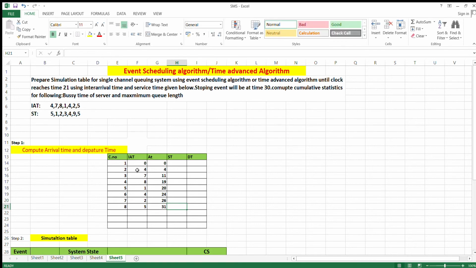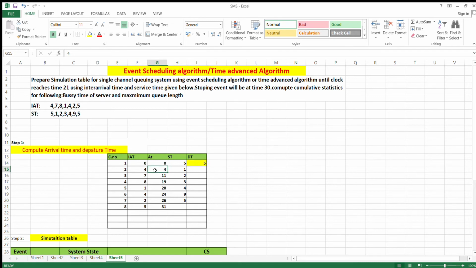Okay, once the arrival time is calculated, write down the service time as given in the question: 5, 1, 2, 3, 4, 9, 5. And the service time for the last customer is a dash, nothing. Now we need to find out the departure time. For the first customer, arrival time 0 plus service time 5, departure is 5.